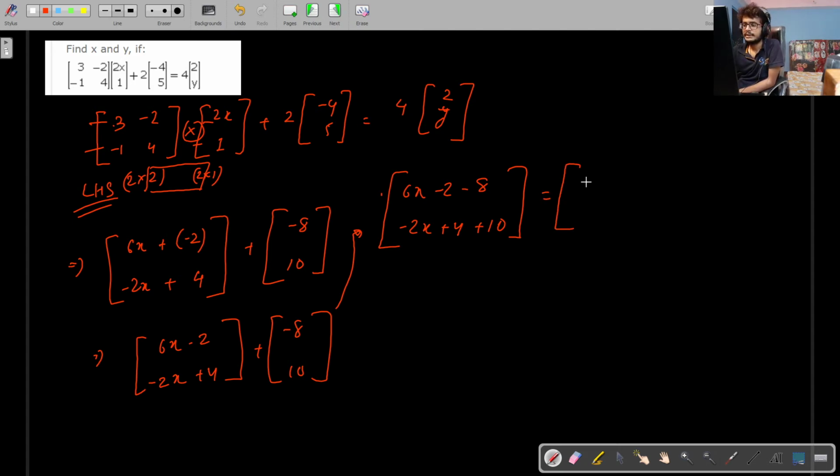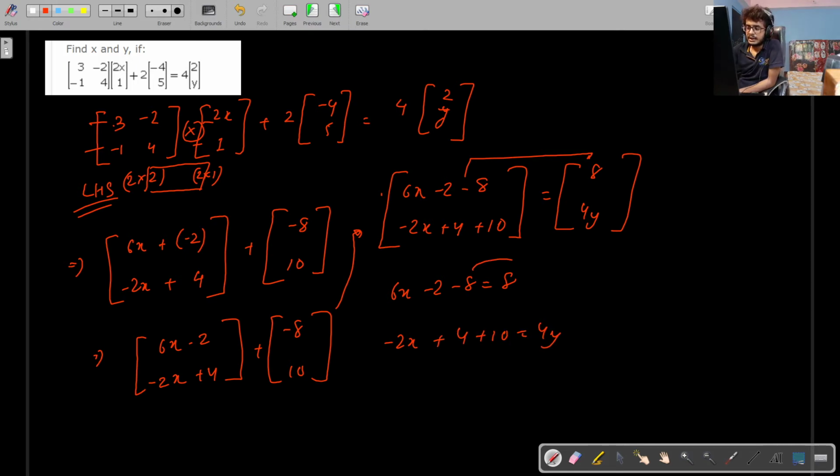This is equal to the right hand side, that is 4 to the 8 into 4y. So let's equate these two first. So we get 6x minus 2 minus 8 equal to 8, and minus 2x plus 4 plus 10 equal to 4y. So I take this 8 to the other side, minus 2 to the other side, so I get 6x equal to 8 plus 8 plus 2. So 6x will be equal to 16 plus 2, which is 18, so x will be equal to 3.